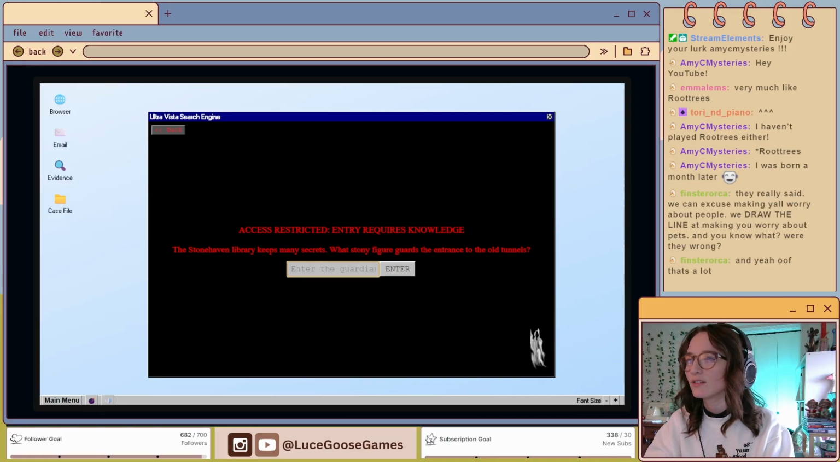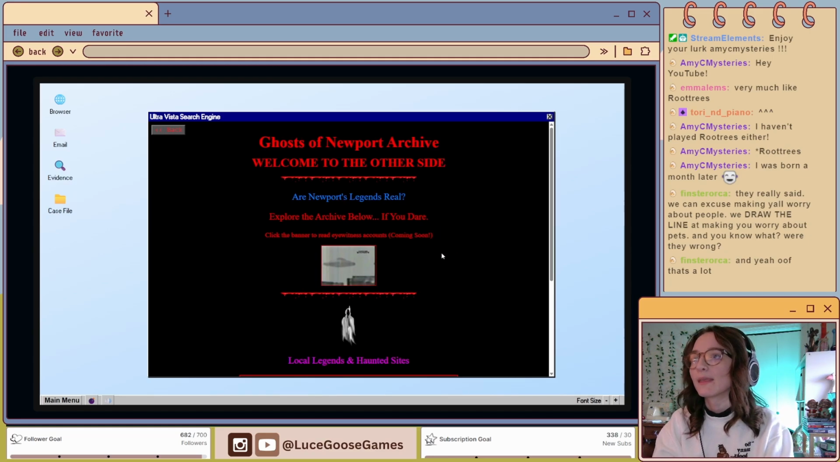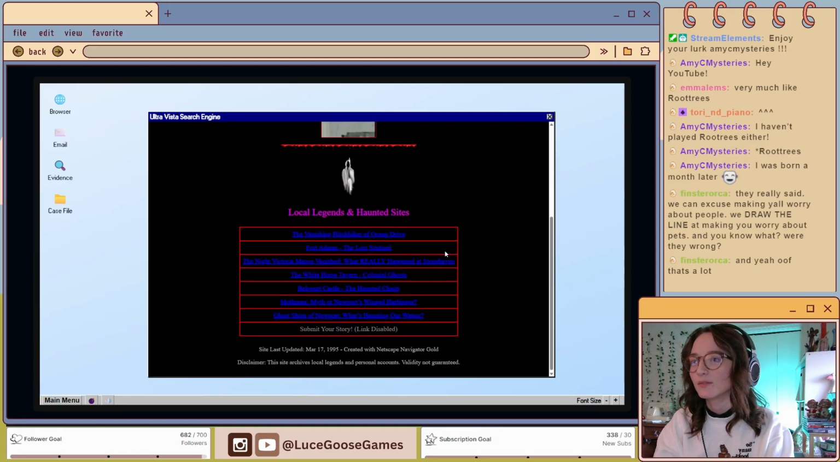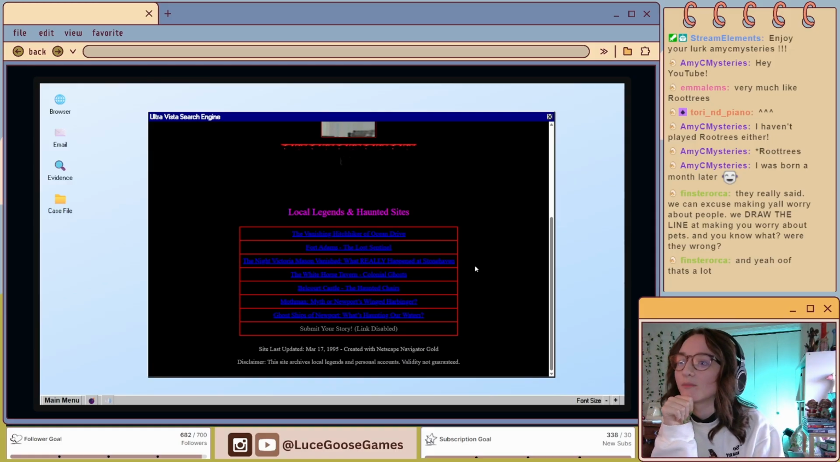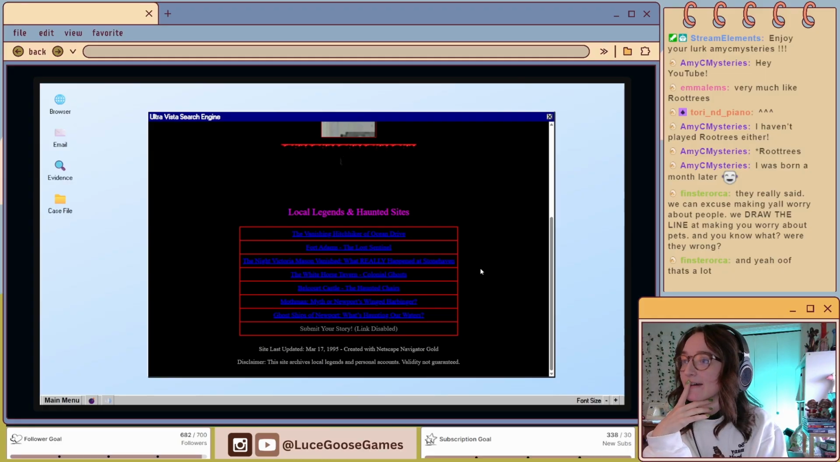Whoa, enter. Okay, entry requires knowledge. The Stonehaven Library keeps many secrets. What stony figure guards the entrance to the old tunnels? I literally just said gargoyles. Okay. Click banner to read eyewitness accounts. Coming soon. I don't like the colors of these fonts right now, but it is feeling very like early 2000s internet.